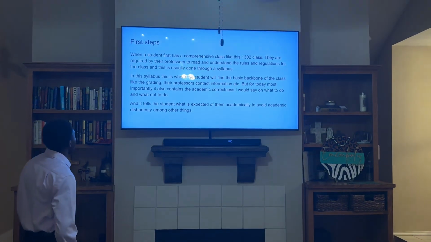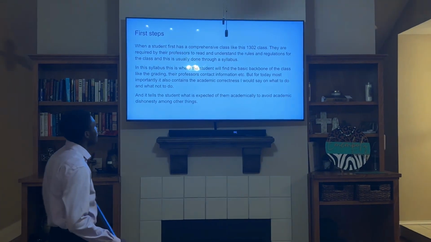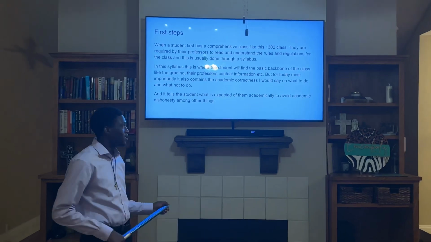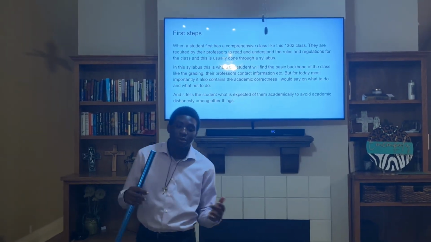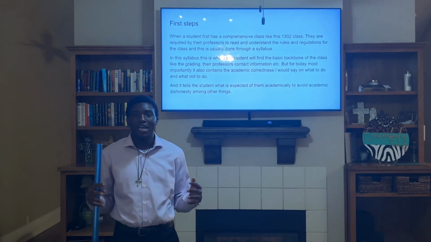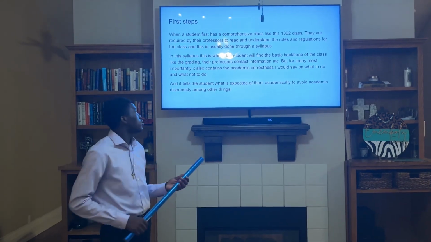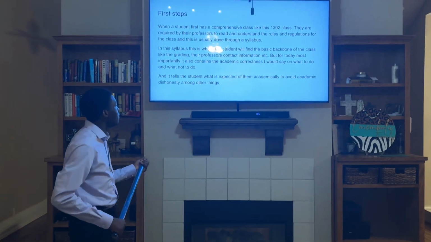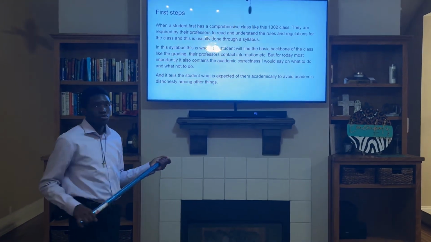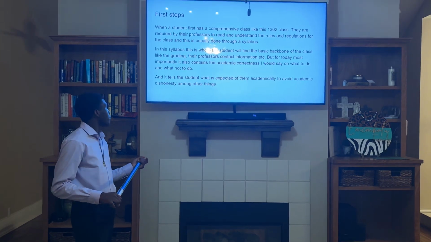The first steps. When a student is taking a comprehensive class like the 1302 class, which is meant to teach you about the fundamentals of English, you need to be able to understand what you're doing and not fall into academic dishonesty. And this is where the syllabus comes into place, because in the syllabus, this is where a student will find the basic backbone of the class, such as grading, the professor's contact information, etc.